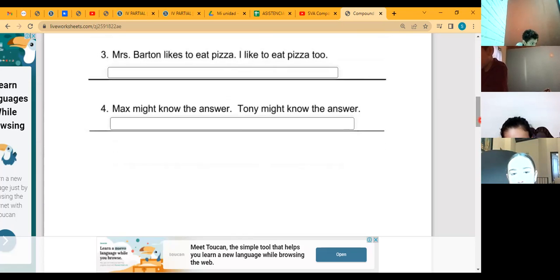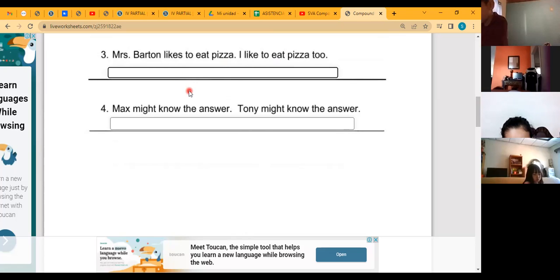Number three, it's number three, class. How can we create one sentence using these two sentences? Miss Barton likes to eat pizza. I like to eat pizza.